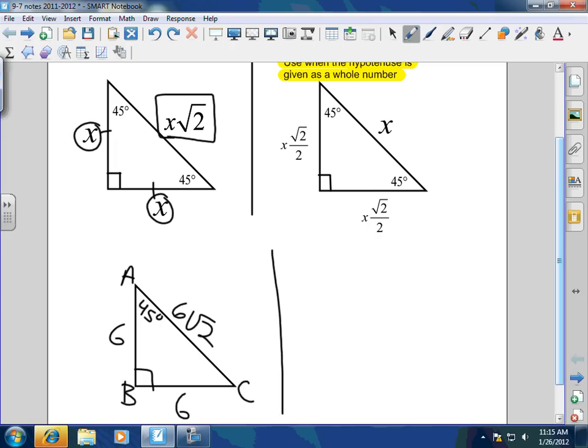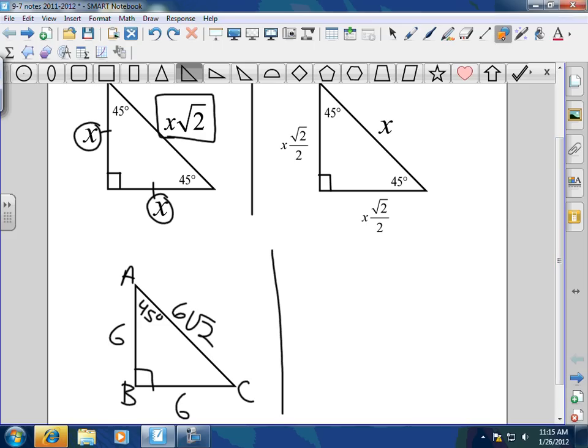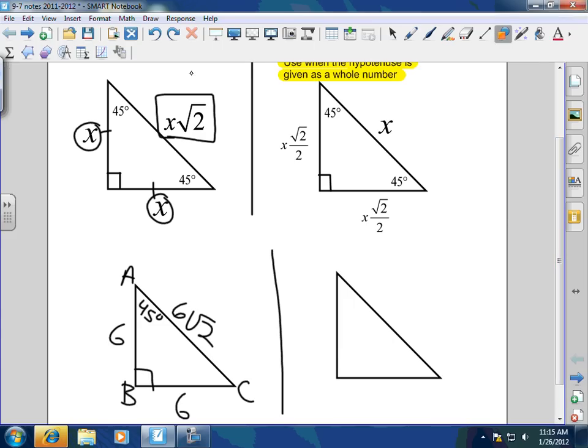If they tell you you have the following right triangle, it's a 45, 45, 90. You have ABC again, and they tell you that the hypotenuse is 7 radical 2. What would the sides be? 7 and 7. Makes sense, correct, guys? Easy, easy. Now, what happens when they give you the hypotenuse as a whole number?